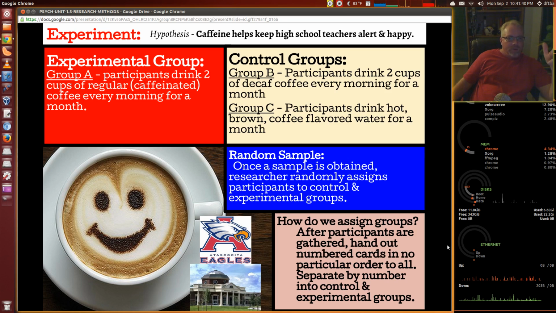Your experimental group gets caffeine. Your control group is going to get, and there's 2, group B, participants would drink 2 cups of decaf coffee every morning for a month.